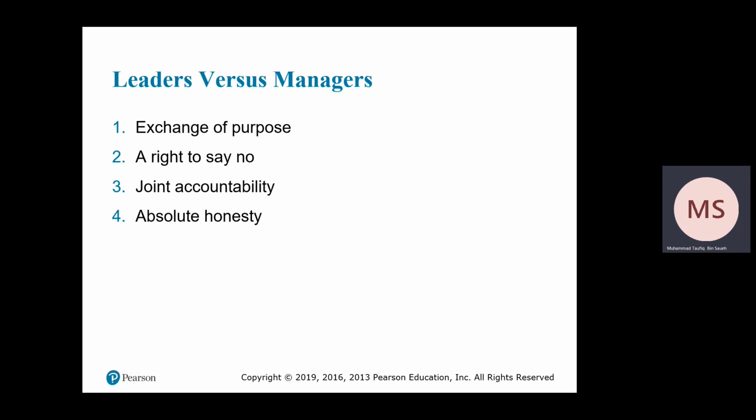And then number four is absolute honesty. As a leader, because you are a role model, you must show the best of you to your members, to your followers. When we talk about honesty, we always want people to be honest with us. So in order for others to be honest with us, we also must be honest with them.